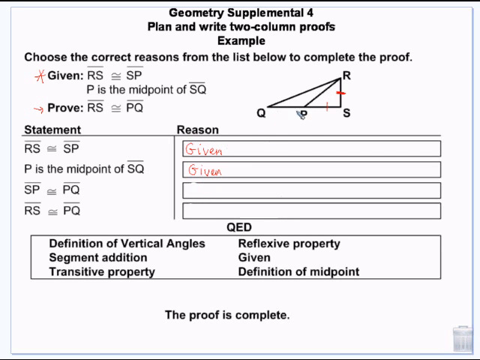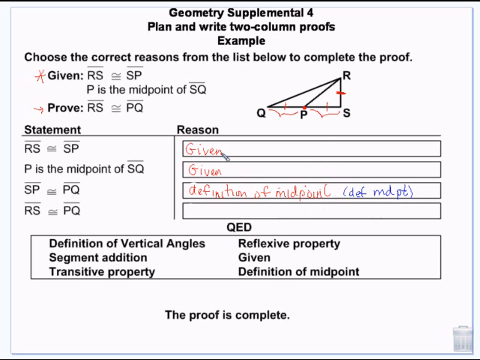Okay. What midpoint tells me is that this point here is in the middle, which means that this distance and this distance are the same. So SP and PQ are the same length because that is the definition of midpoint. Now, I wrote it out long way, but if you wanted in your proof, you could write def midpoint. Definition midpoint. Cool.